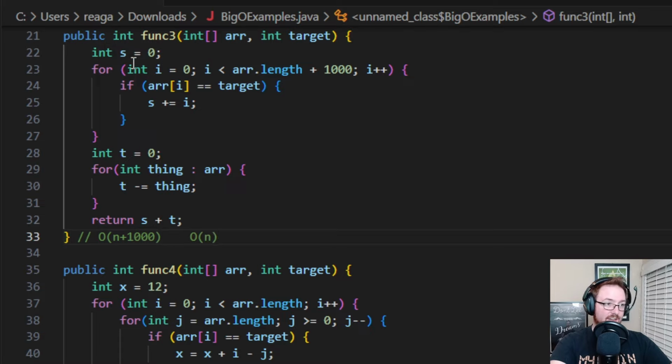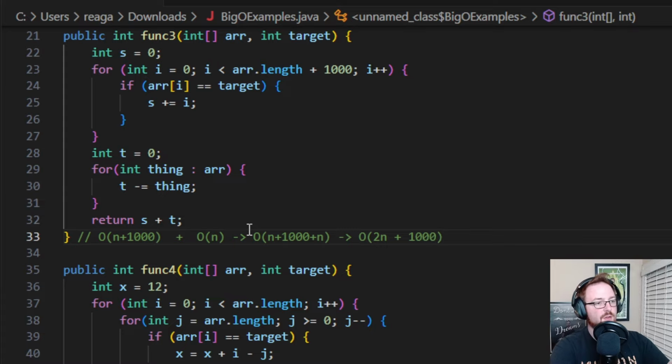And because they are not inside of each other, we're going to add them together. So we have big O of n plus 1,000 plus big O of n. Using math rules, we can simplify this to big O of n plus 1,000 plus n, or O of 2n plus 1,000. As we get bigger and bigger with n, multiplying it by 2 doesn't really matter, and adding 1,000 doesn't really matter. So we end up with big O of n. And I know that's weird. It's just the way the math works out.